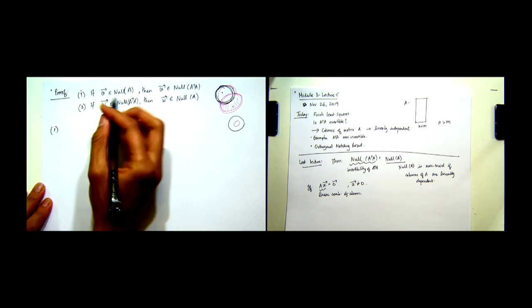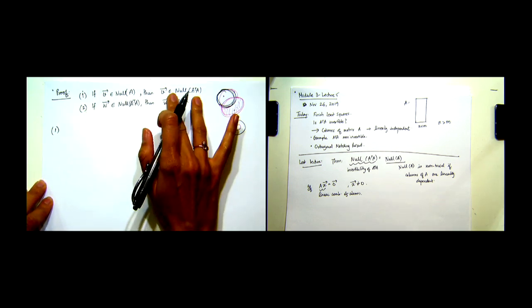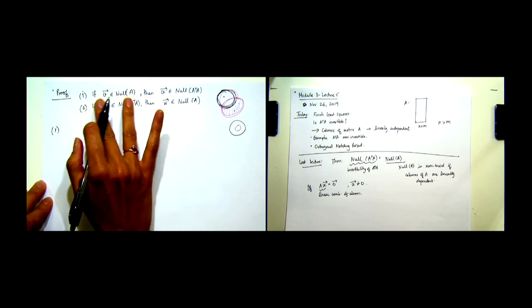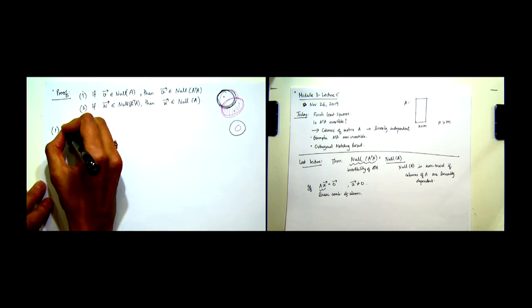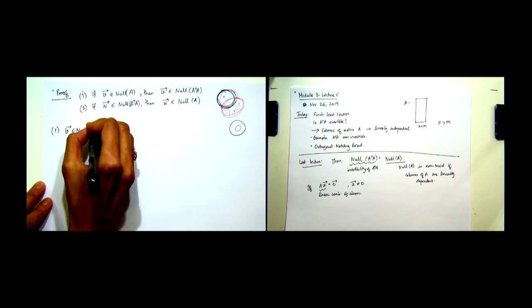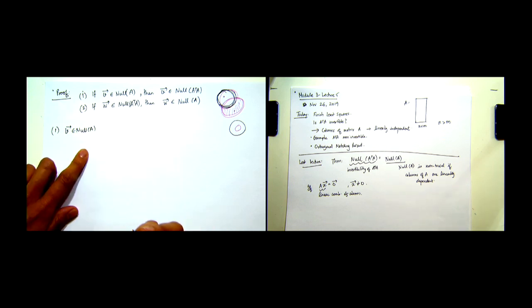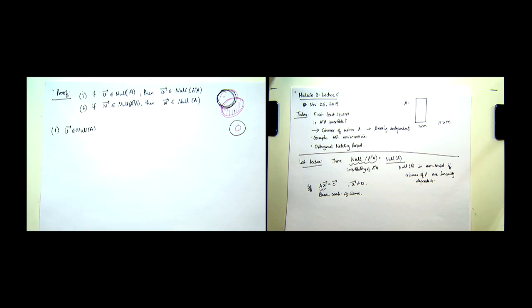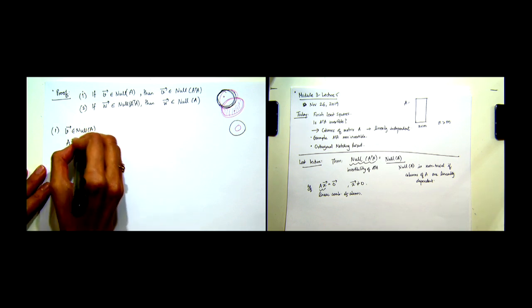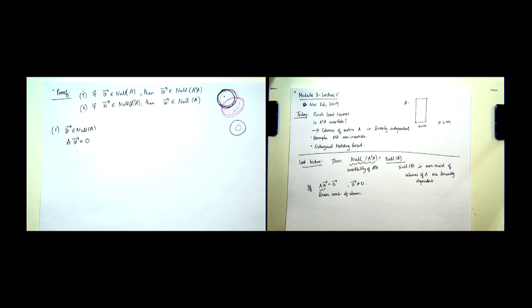Now, if we have an if, and then we have a then, right? So, if this, then that. So, let's assume that v belongs to the null space of A. We are given this, right? So we know that this is true. What does it mean for v to belong to the null space of A? We can write it as A times v equal to 0, right? v belongs to the null space means this equation is true. I'm just writing out the definition.